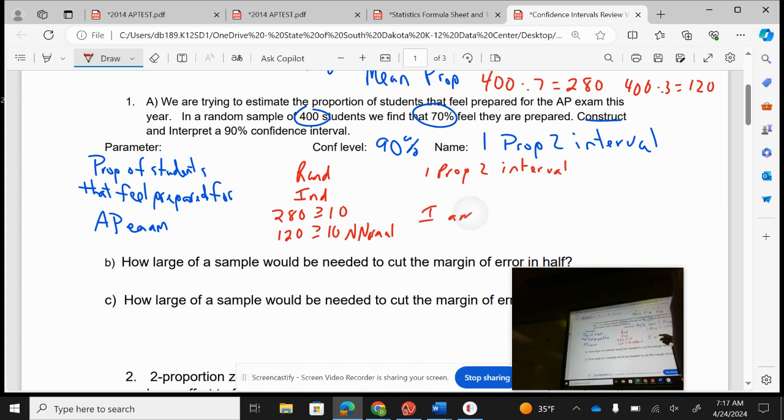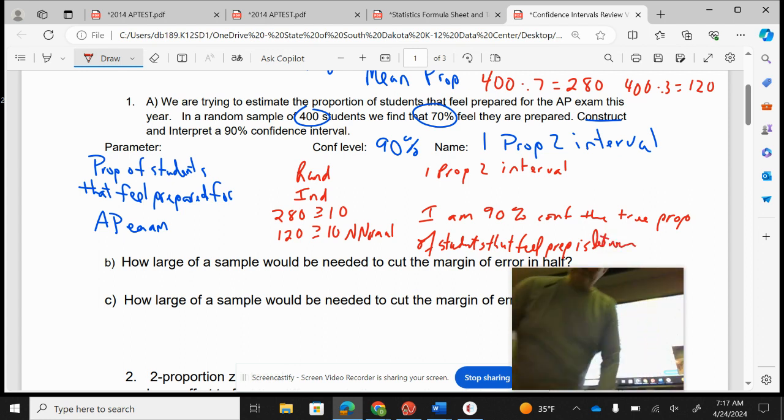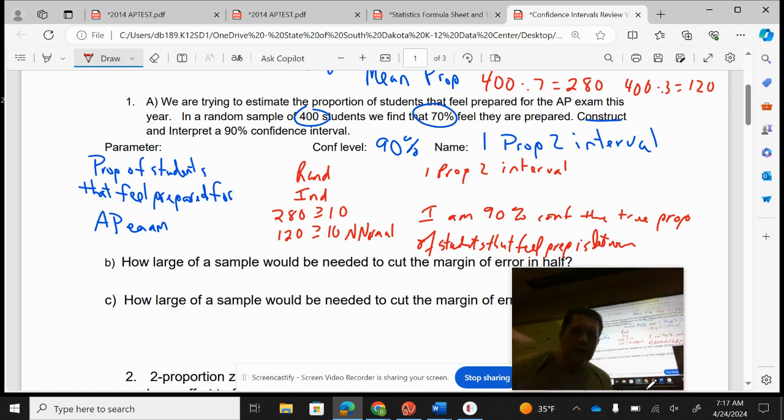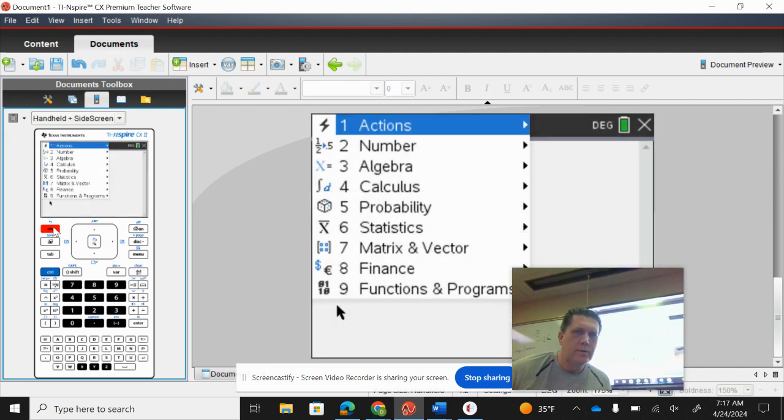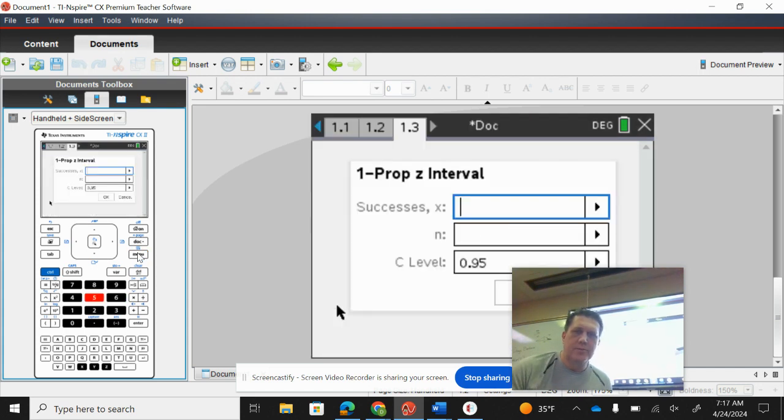Next, we'll say I am 90% confident the true proportion of students that feel prepared is between, and now you grab your calculator and you do your interval. So in our calculator, we go menu, 665 if you have an Inspire.